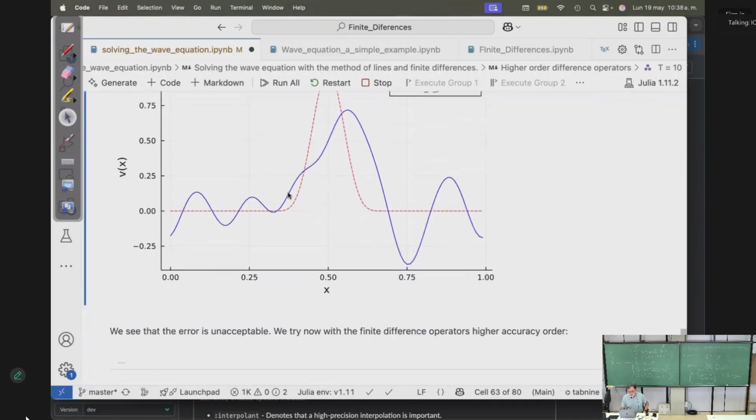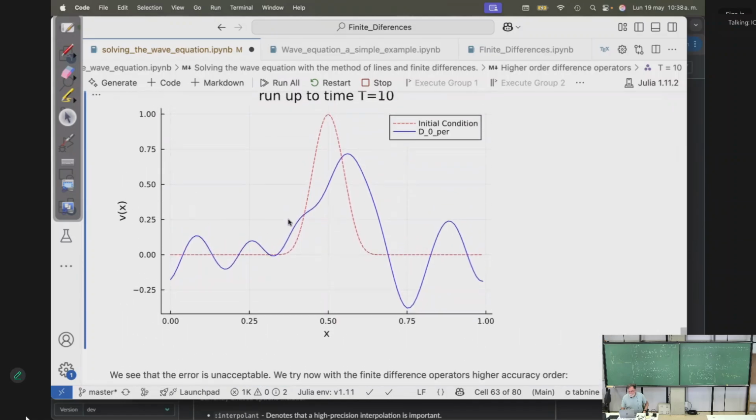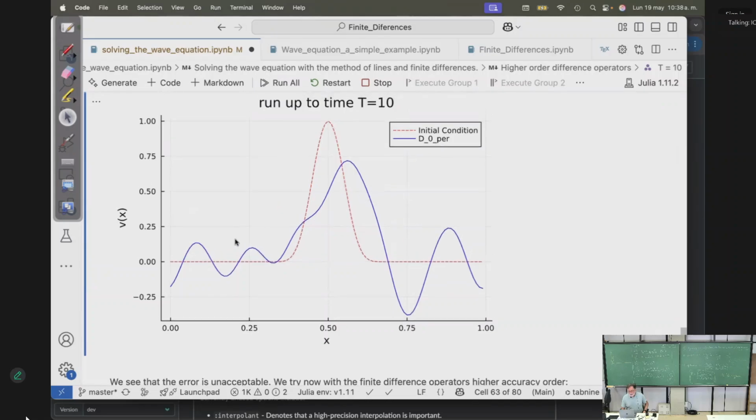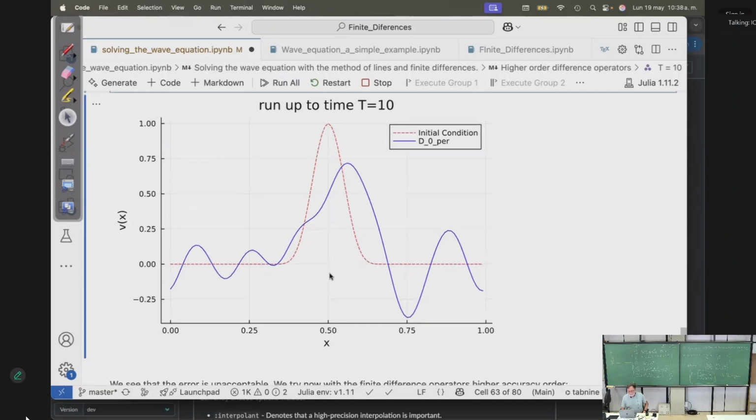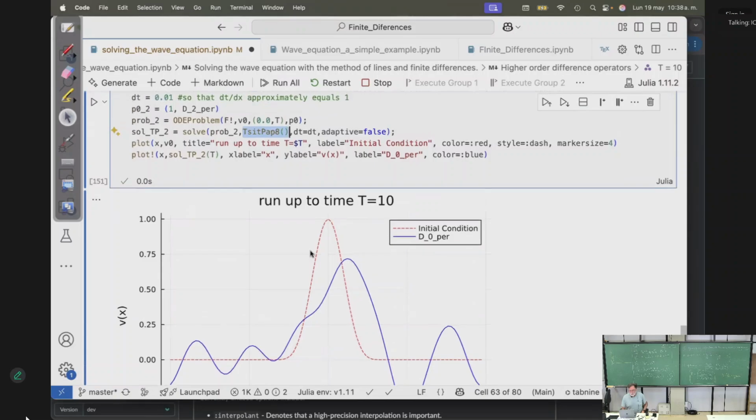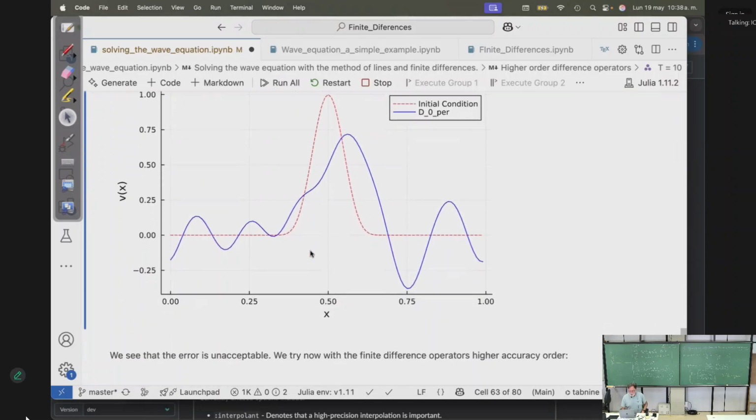So we see that when we run up to 10, the nice solution with second order is pretty bad. It has really been deformed totally. So it's of no use. So what happens if we want to run things for a longer time period? Well, we have to improve on the methods.